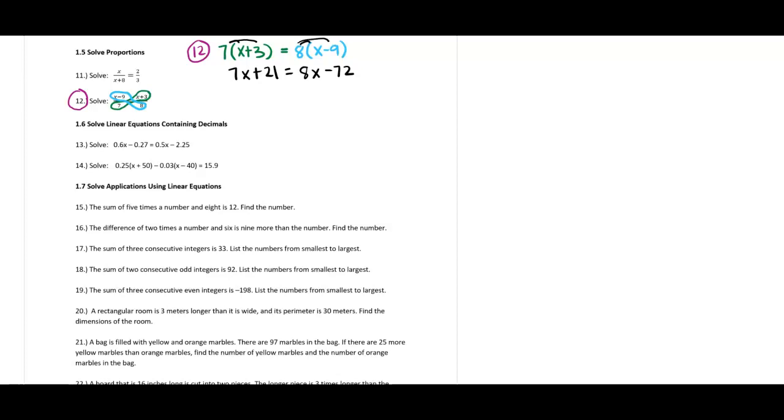Now I want to get my x's on one side and whole numbers on the other side. So I'm going to choose to subtract my 7x over this way. You could have moved it either direction. That was just my choice. So I have just x left on this side, right? Got 21 equals x minus 72. So now I need to move that 72 over on the other side to get x by itself. So we need to add the 72 over. And so we get x equals 93 on that one.